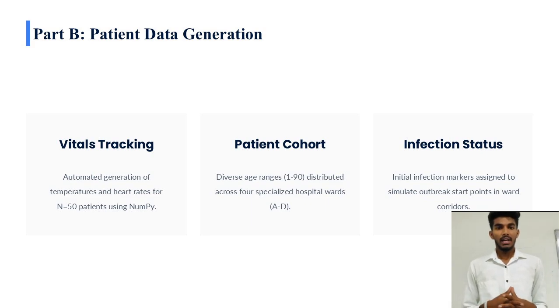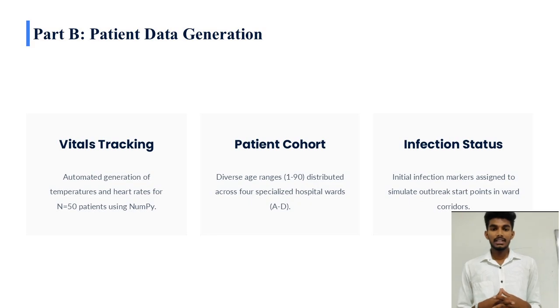Thank you. Now I will talk about part B, which is generating patient data. Instead of typing data one by one, we used the NumPy library to create data for 50 patients automatically. We generated random ages from 1 to 90. We also generated random body temperatures between 36 and 41 degrees Celsius and random heart rates. Finally, we randomly marked some patients as infected.